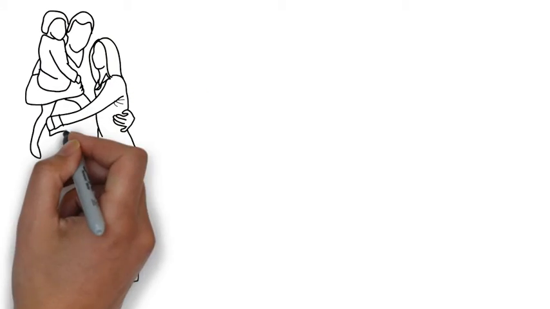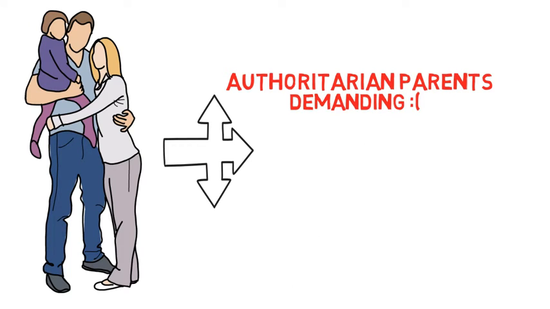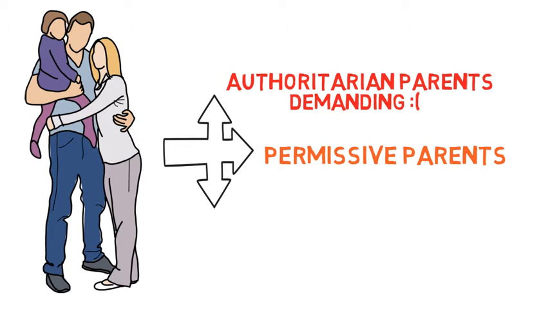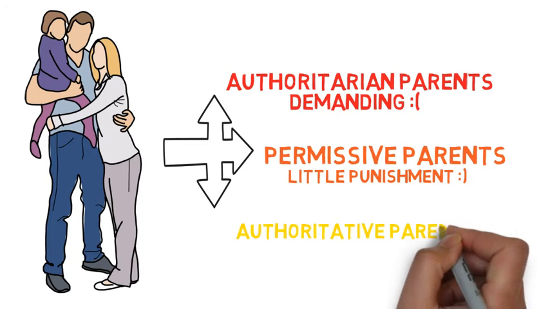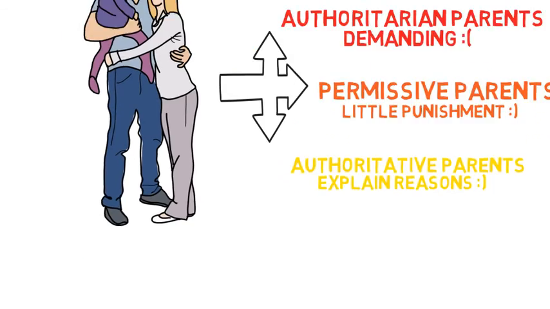There are 3 parenting styles. Authoritarian parents impose rules and expect obedience. They would say, keep your room clean. Permissive parents submit to their children's desires. They make few demands and use little punishment. Authoritative parents are both demanding and responsive. They exert control by setting rules and enforcing them, but they also explain the reasons.